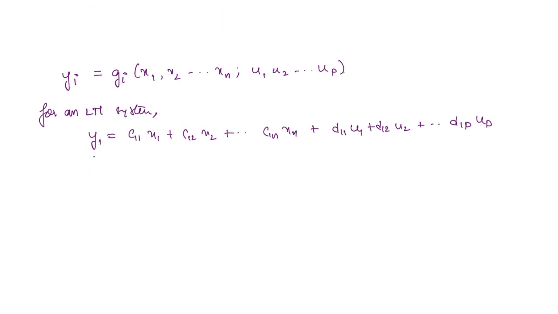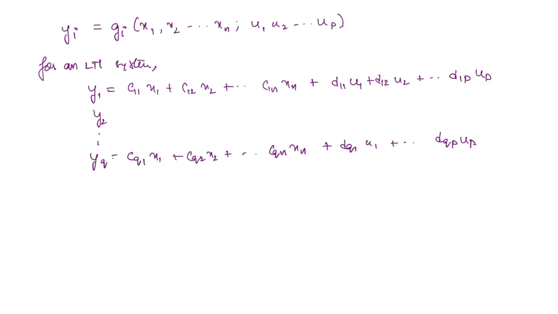Similarly, y2 you can write, and so on till yq. There will be q number of outputs. We have taken q number of outputs. So what is this going to be? cq1 x1 plus cq2 x2 plus so on till cqn xn plus dq1 u1 plus dq2 u2 and so on till dqp up. So how will you write this in matrix form?